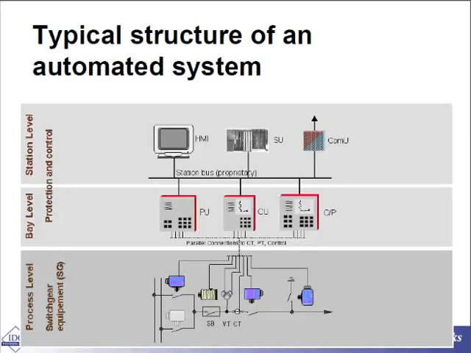These are the things, and these buses, these clouds of information, should be interconnected together. Like what? Look at the bay level. You have, for example, protection units, control units, or something like that. So these are the facilitators.